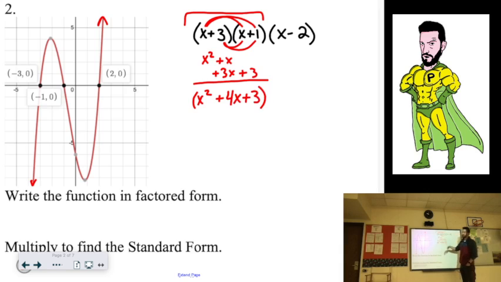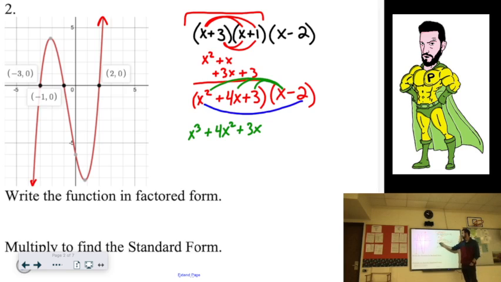We still have to multiply this by the other x minus 2. So we'll get them all with the x first. X times x squared is x cubed. X times 4x is 4x squared. And x times 3 is 3x. Now we'll get them with that negative 2.